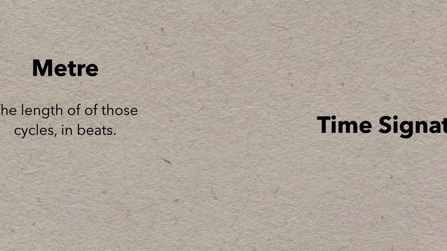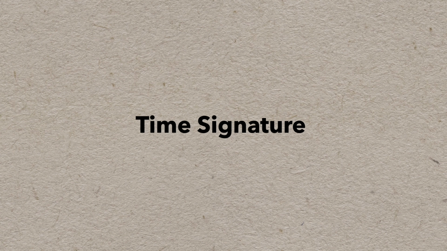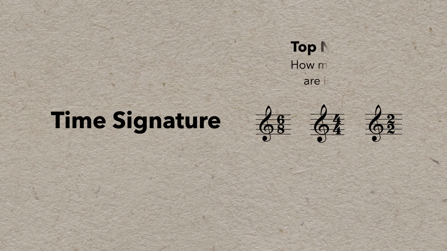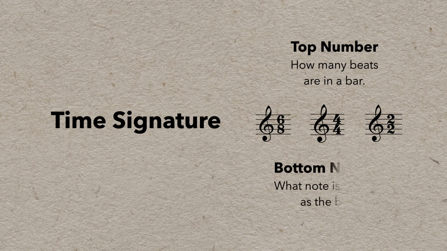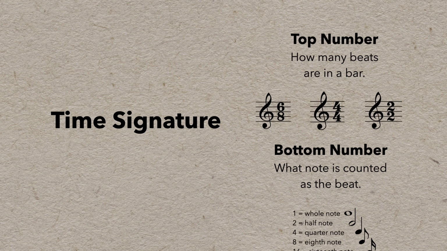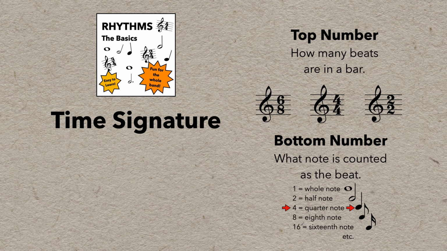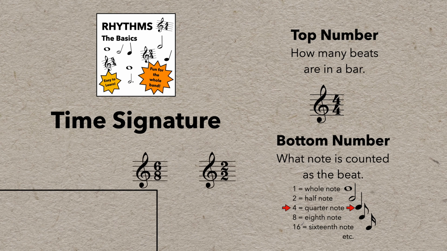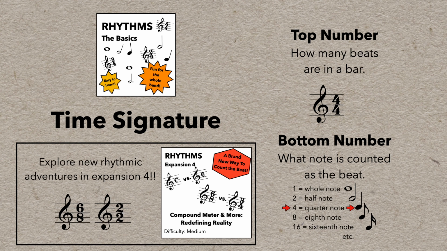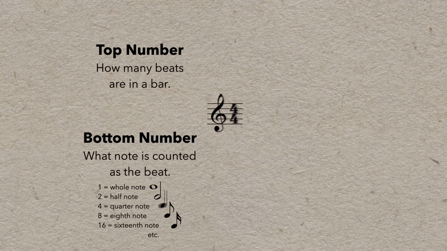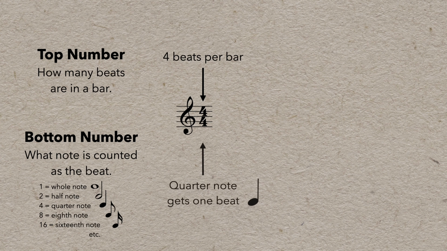Meter gives rise to a type of notation called a time signature. It consists of 2 numbers. The top one tells you how many beats are in a bar, and the bottom one dictates what kind of note is counted as the beat. For now, we're only dealing with time signatures with 4 on the bottom, which means we're counting the quarter note, and that covers a ton of music, but we'll explore other options later on. So in 4/4, there are 4 beats in a bar, and the quarter note gets the beat.